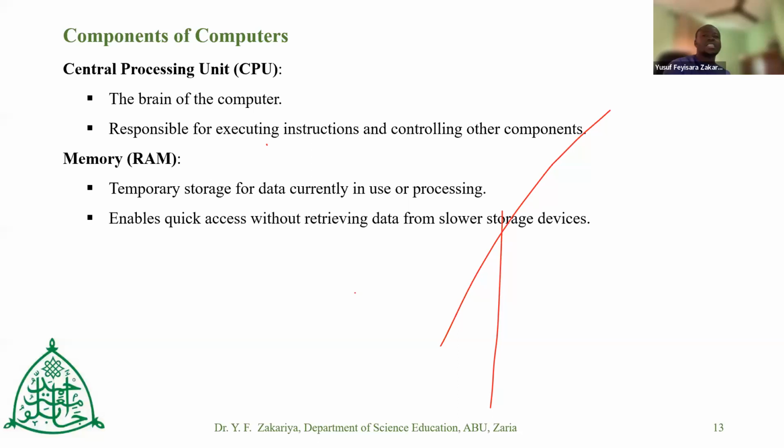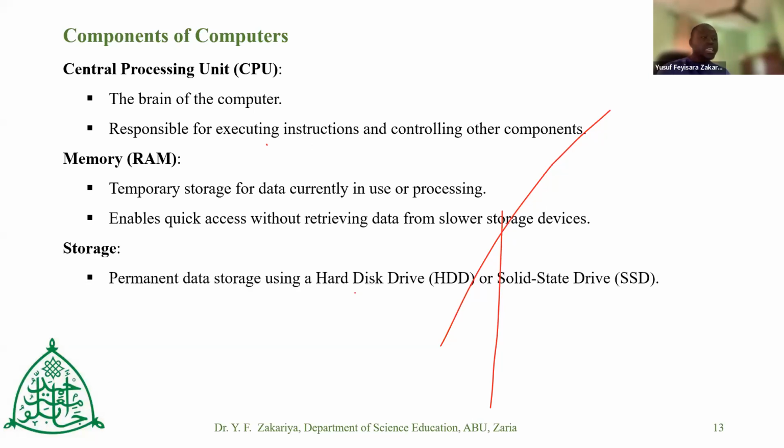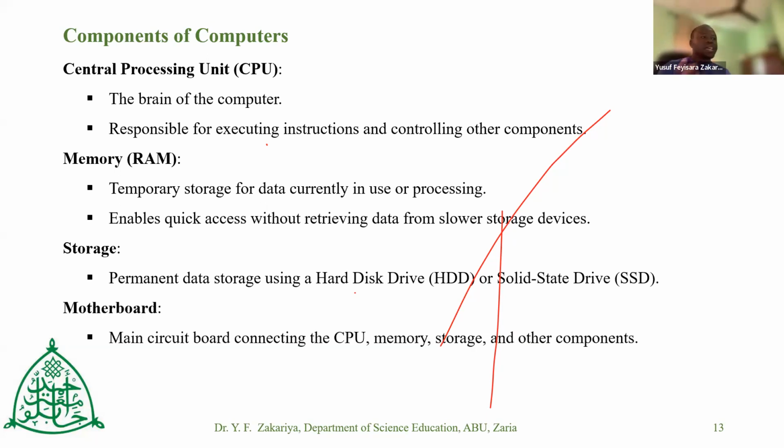Another component is RAM, random access memory. It is temporary storage for data currently in use or processing, and it enables quick access to this data. Then you have bigger storage, like permanent data storage using a hard disk drive or solid state drive. Most of these computers in front of you are hard disk enabled, while some are solid state enabled.